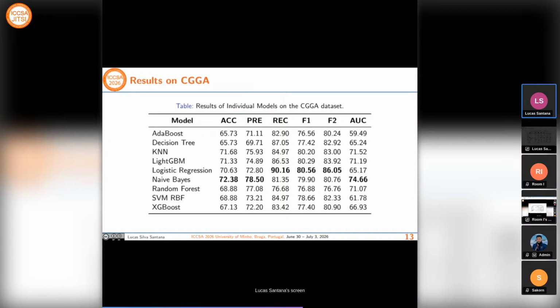So in this table, we show the result obtained on the CGA dataset. Compared to the TCGA dataset, this is a more challenging classification problem, resulting in lower performance for all individual models. Naive Bayes achieved the highest accuracy, precision, and AUC, while logistic regression obtained the best recall, F1 score, and F2 score. So once again, no single classifier consistently achieved the best performance across all metrics, reinforcing the need for an optimized ensemble that can combine the strengths of different models.